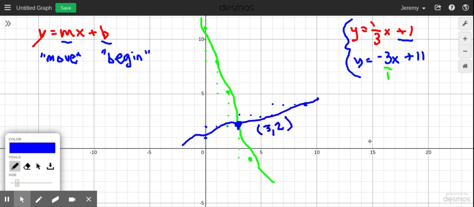I can verify that this is right by substituting the x value and the y value back into the equation. 1/3 of 3 is 1, and 1 plus 1 is in fact 2. And negative 3 times 3 is negative 9. Negative 9 plus 11 is in fact positive 2. I know that my solution of 3, 2 is definitely correct for this system of equations.